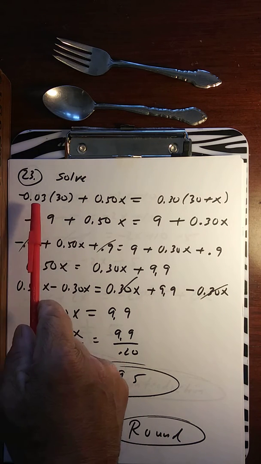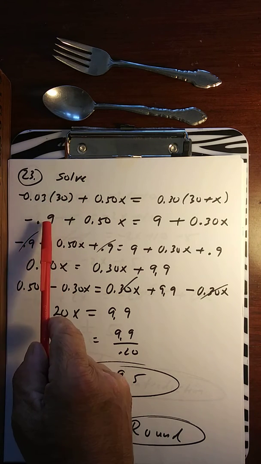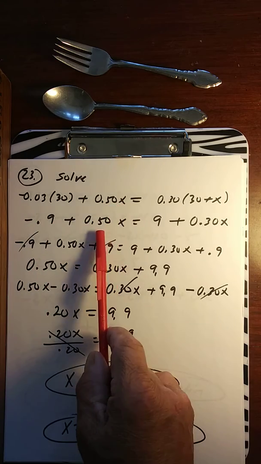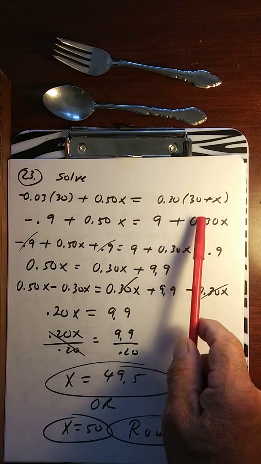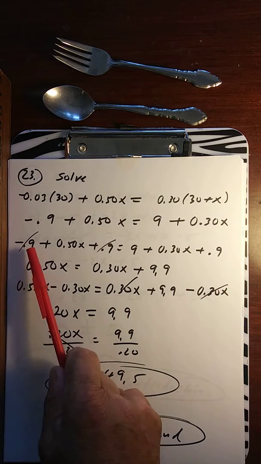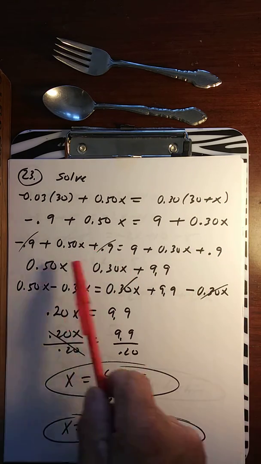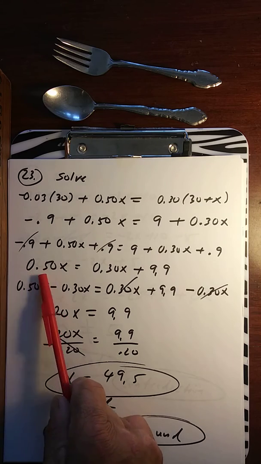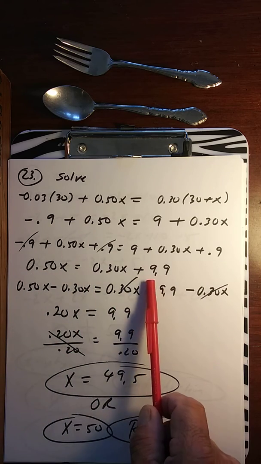Here we go. So negative 0.3 times that is negative 0.9. That's going to be 0.50x equals 9 plus, multiply this, multiply that, you get these. Now add 0.9, these are gone. So we have 0.50x equals 0.30x plus 9.9.